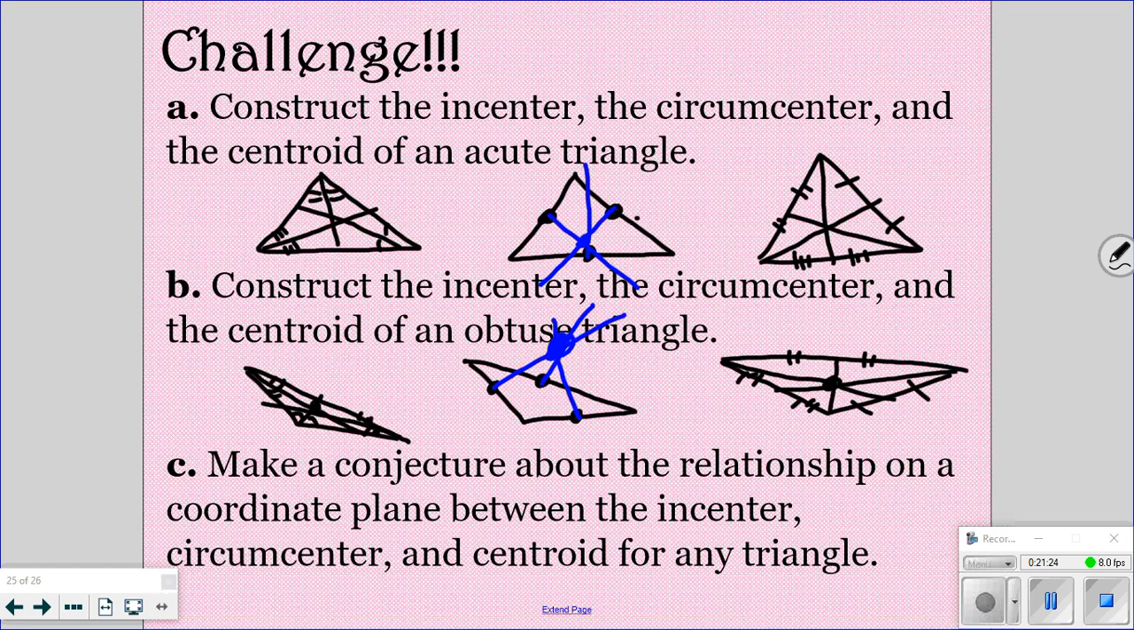The incenter, circumcenter, and centroid relationship on a coordinate plane is that they are all collinear. So if you draw the incenter, circumcenter, and centroid for any triangle, all three of them are going to end up being collinear, which is pretty interesting because they're 3 points, so you can actually connect all three of them in a straight line.